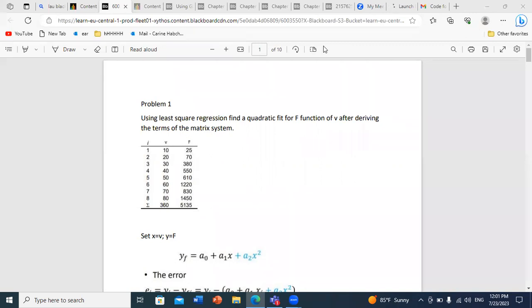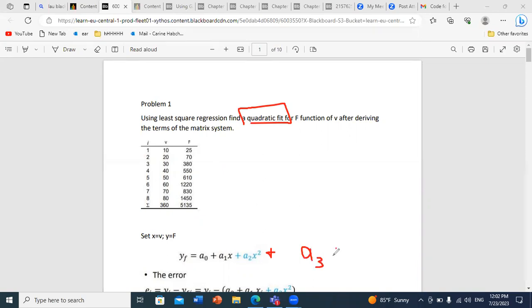And here they can ask you for a linear fit, they can ask you for a quadratic fit, a fit to the power 3, 4, whatever it is, the technique is the same. As usual, since here I want a quadratic fit, this means that we want to model f as a function of v with a second degree. So we can say that the fitting function is a0 plus a1x plus a2x squared. If they asked for a cubic fit, then we just have to add plus a3x cubed, etc.